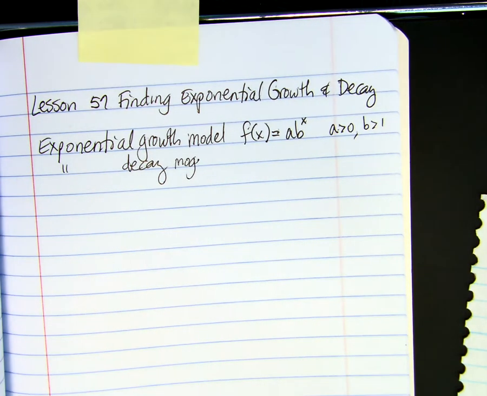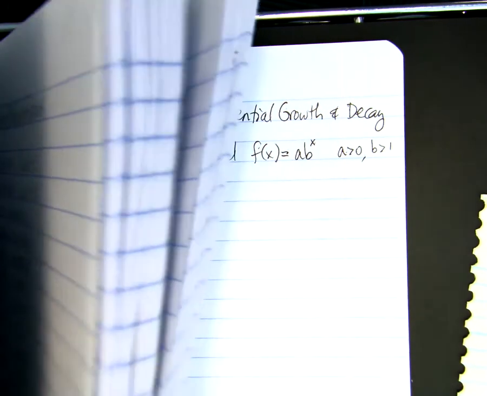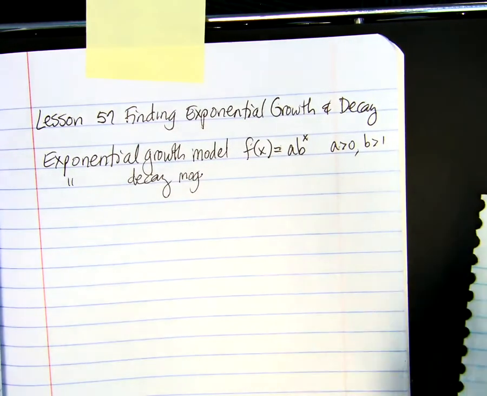The exponential decay model, not mogul, model. Someone wants to be skiing.